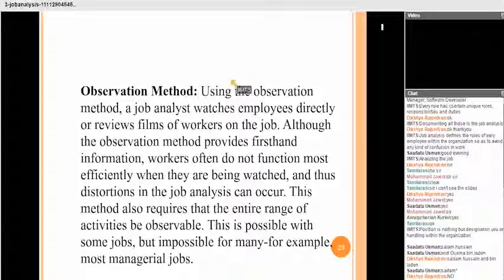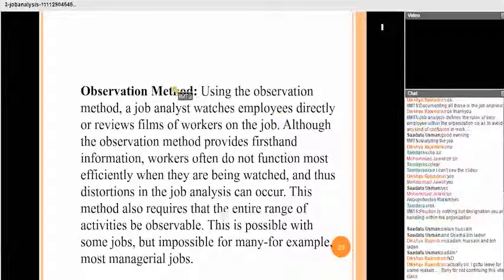Observation method. Using the observation method, a job analyst watches employees directly or reviews claims of workers on the job. Although the observation method provides first-hand information, workers often do not function most efficiently when they are being watched, and thus distortions in the job analysis can occur. So this method also requires that the entire range of activities be observable. This is possible with some jobs but impossible for many. For example, managerial jobs.